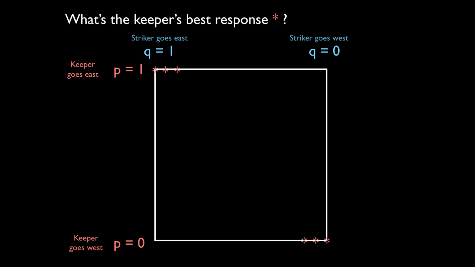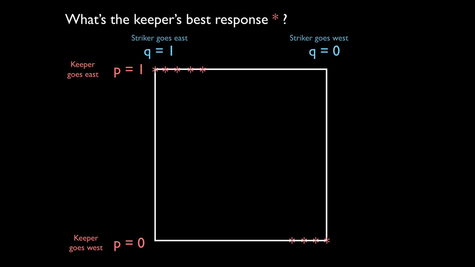So let's think about it this way. The striker goes east all the time, the keeper goes east. Striker goes east 99% of the time, the keeper still wants to go east. Striker goes east 90% of the time, the keeper goes east. What if the striker goes east 80% of the time, 70% of the time? Still go east, yeah? It'll still stay to the side which is most likely, yeah? Okay? So it'll look like that.